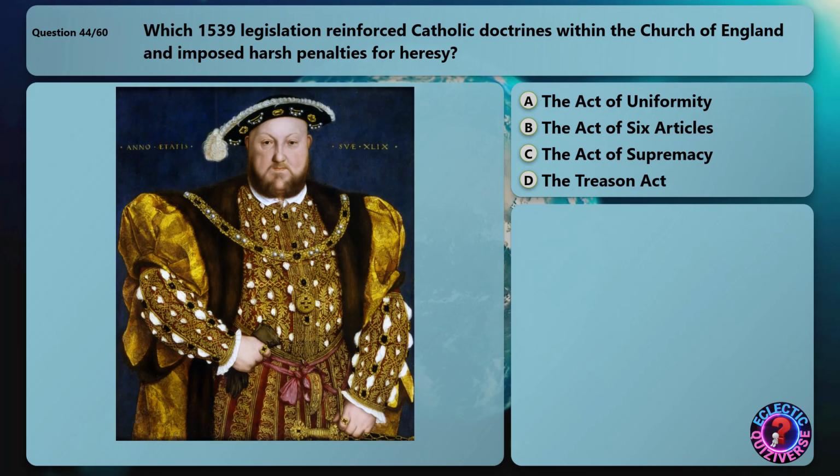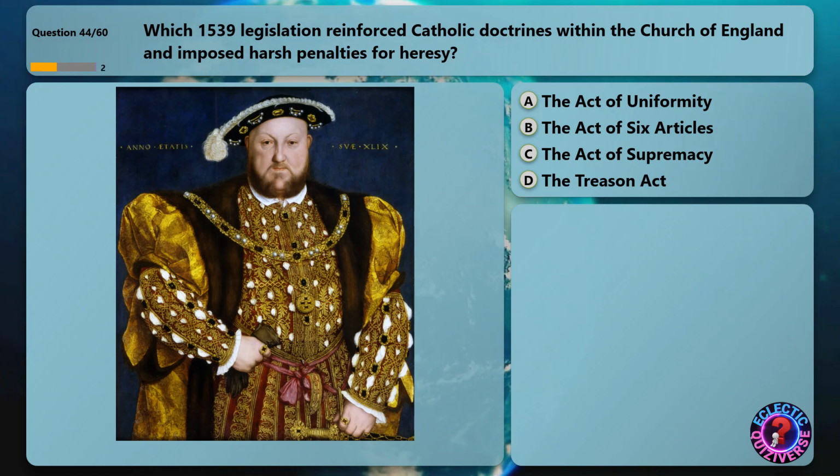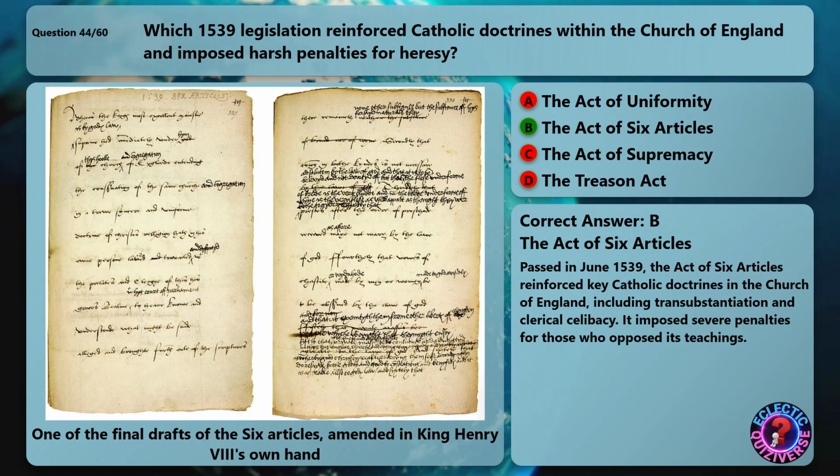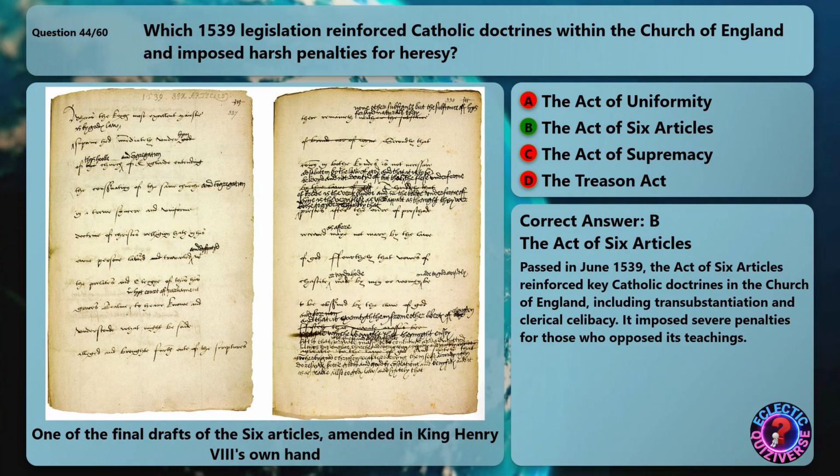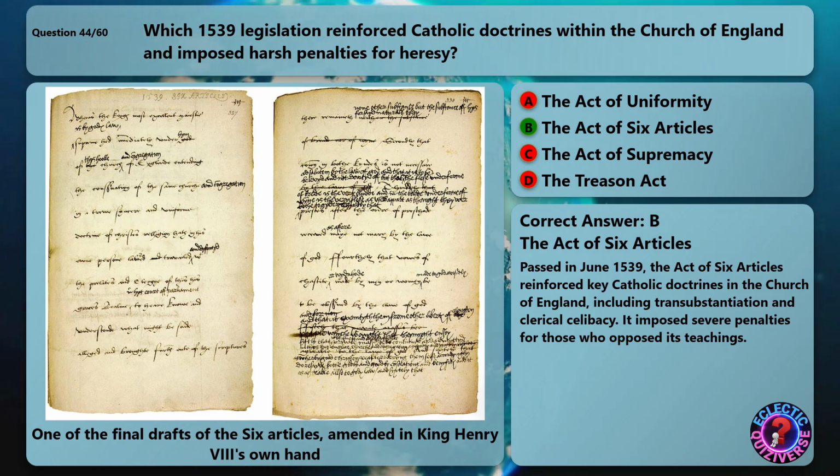Which 1539 legislation reinforced Catholic doctrines within the Church of England and imposed harsh penalties for heresy? The correct answer is the Act of 6 Articles. Passed in June 1539, the Act of 6 Articles reinforced key Catholic doctrines in the Church of England, including transubstantiation and clerical celibacy. It imposed severe penalties for those who opposed its teachings.